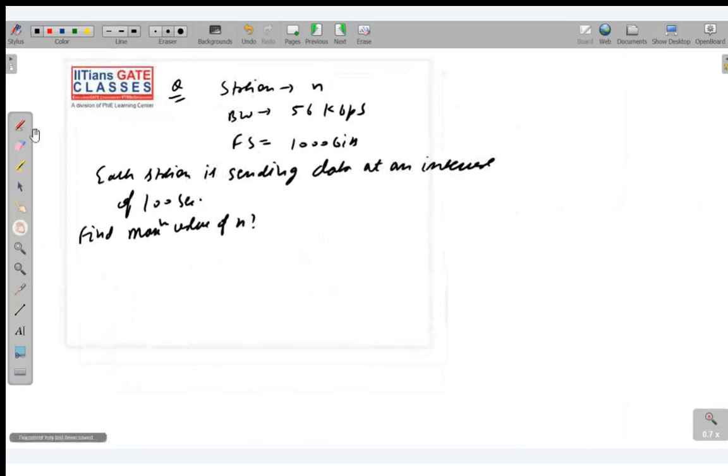So let us try to solve this question. The basic thing is, many of you will say the bandwidth is 56 kbps, so we will consider this only. No, we will not consider it, because I have told you that throughput is 18%, so we will take its 18%. Throughput, or you can say efficiency, is 18%. Now 18% efficiency means what? For the bandwidth 56 kbps, you will not be able to utilize it completely.